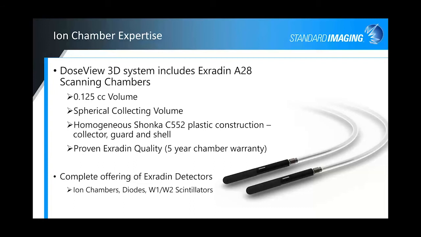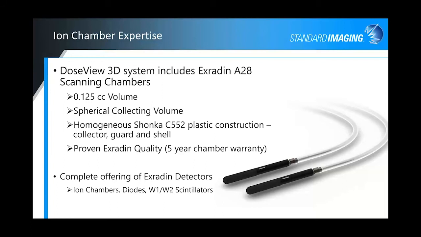All our chambers are homogeneous Shonka plastic, including the collector and guard shell. So it's a conductive plastic, and there's no high-Z material in the effective area of the chamber. No metal detectors, and there are no graphite coatings to slough off and flake off within the chamber. So they're very robust chambers, and we have an excellent warranty because of that. Because they're proven quality, we can offer a 5-year chamber warranty on those as well.